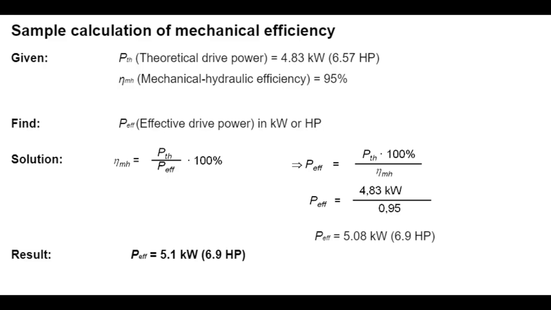The effective drive power is higher than the theoretical value because, due to friction losses, we need more power to drive the pump than the pump outputs to the hydraulic system as hydraulic power.